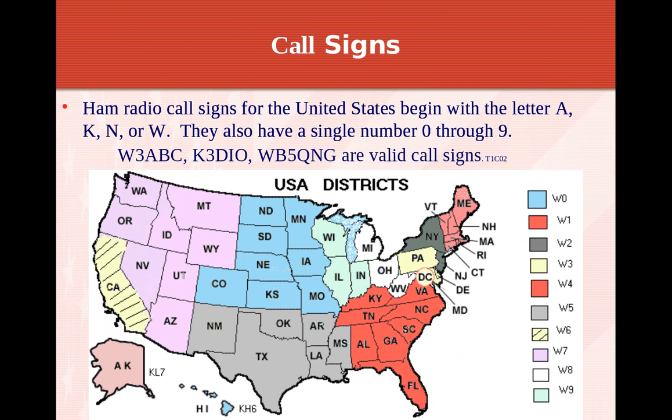So here's the districts, and the number is where you actually were licensed. So if you're a 1 area, you're licensed up here in the Northeast. If you're out in the Midwest, North Dakota, South Dakota, Nebraska, you'd be a 0, etc. California has its own number, and that's 6 because there's a lot of hams out there.